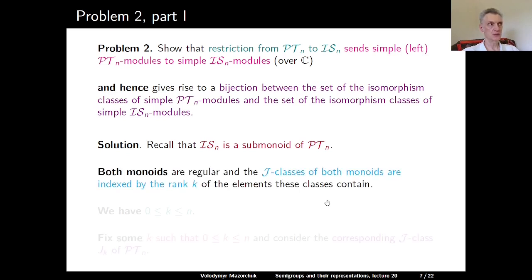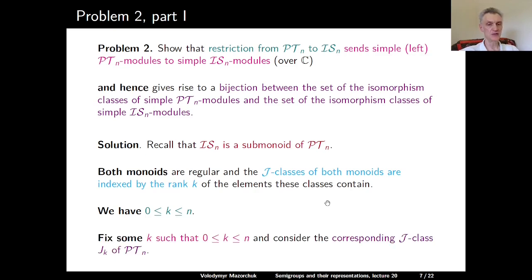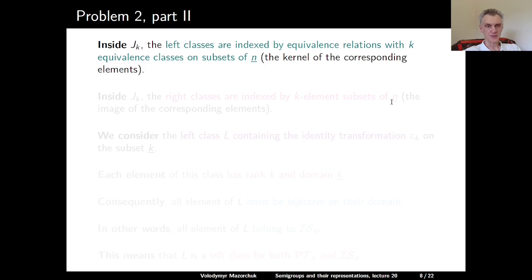Both monoids are regular, and the J classes of both monoids are indexed by the same thing. In fact, they are indexed by the rank of the element in the corresponding J class, and this rank, k, ranges between 0 and n. Let us take some k between 0 and n, and let us consider the corresponding J class J_k of PTn. Inside the J class J_k, the left classes are indexed by equivalence relations with k equivalence classes on subsets of n underlined.